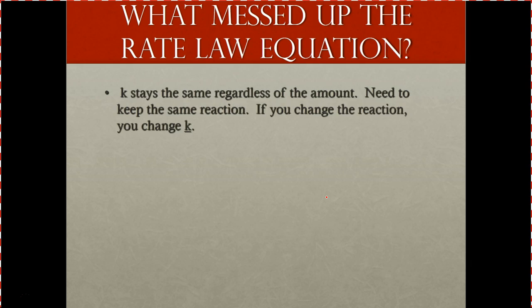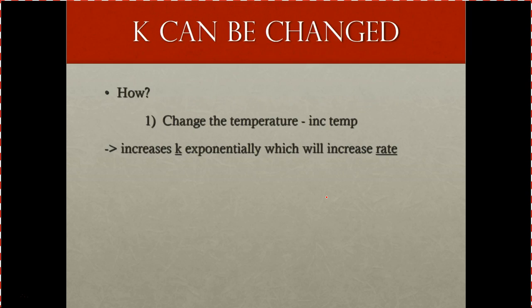Okay? So K stays the same regardless of the amount. You need to keep the same reaction. If you change the reaction, you change the K. So as long as you keep everything the same in the reaction, K stays the same. The moment you start changing things, K then changes. Okay? How can K be changed? If I change the temperature, if I increase the temperature, that increases K exponentially, which will increase the rate.